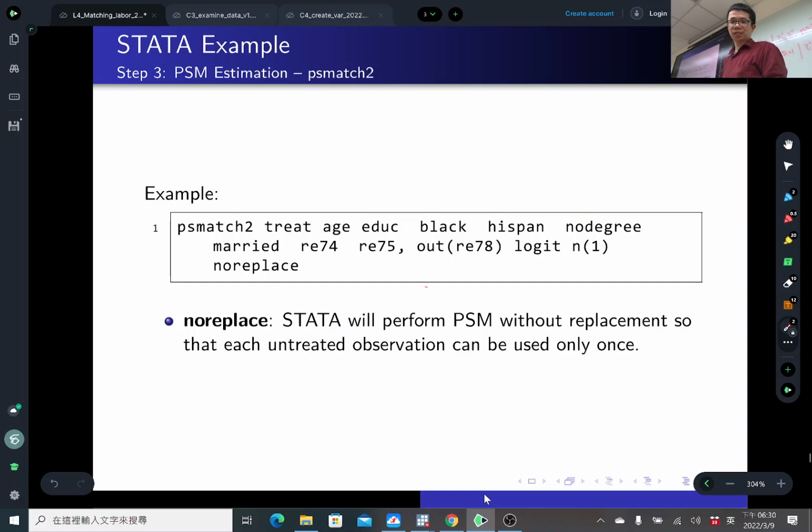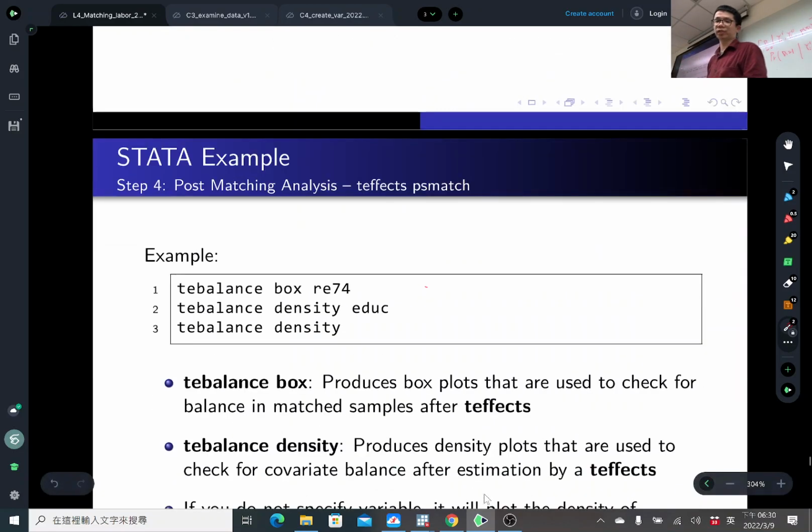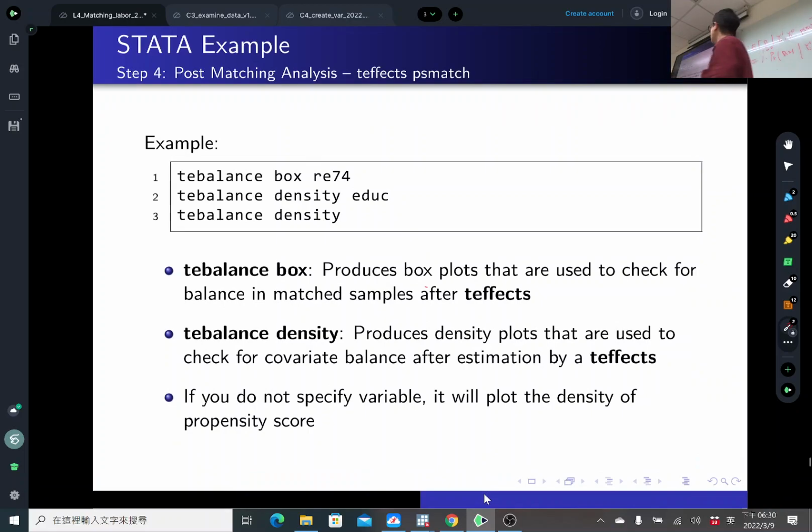So if you don't want replacement, that means you don't want to use an observation repeatedly, you can just put this option, no replace. They will do the same thing. Okay. So after you implement the propensity matching, the final step is you can do some post-matching analysis.